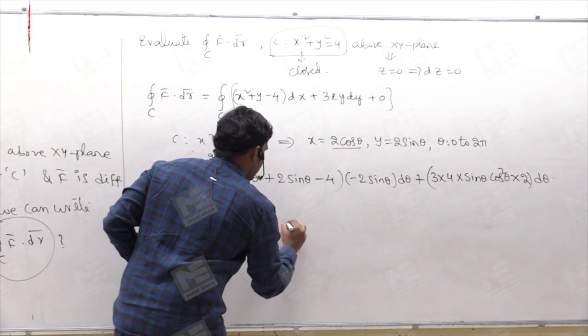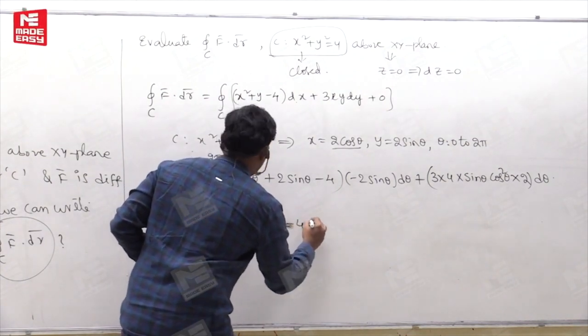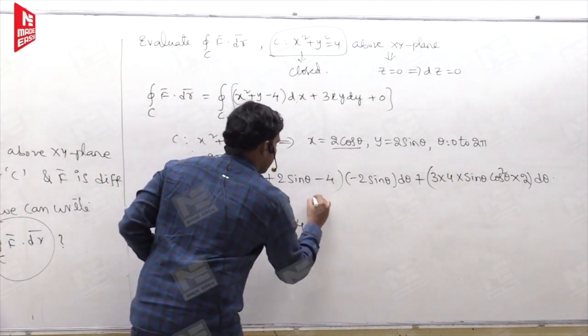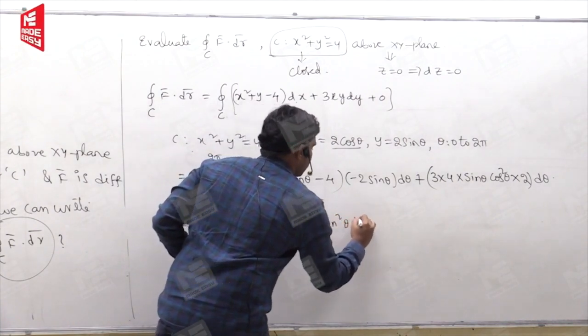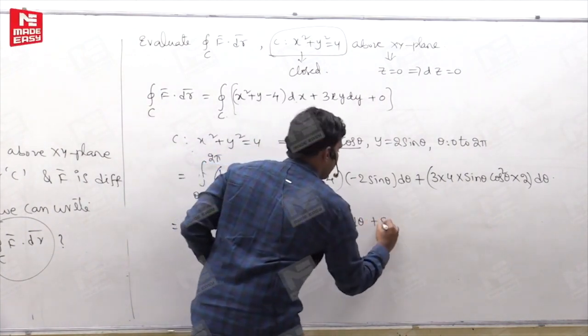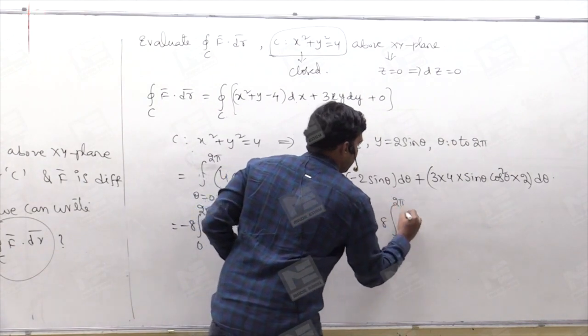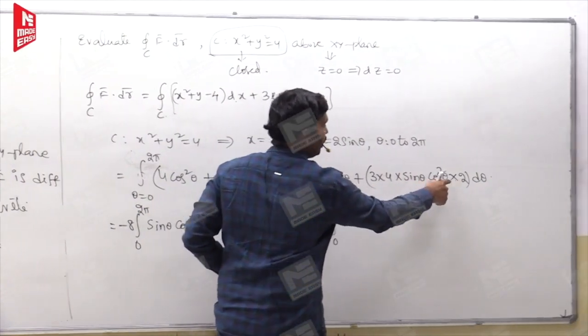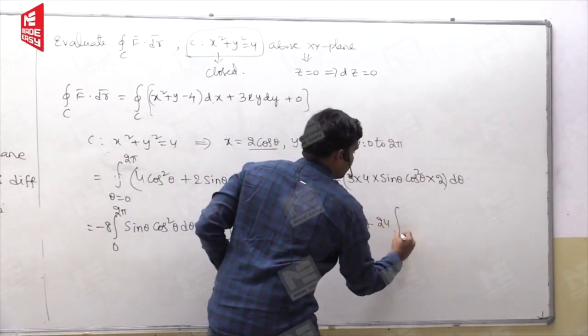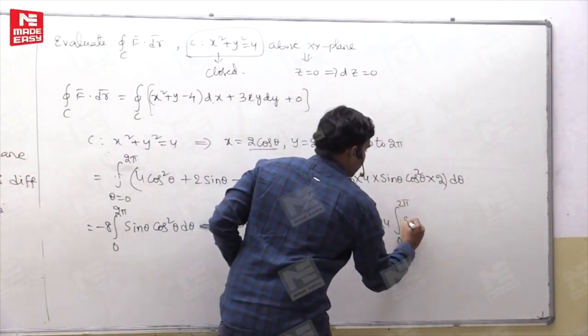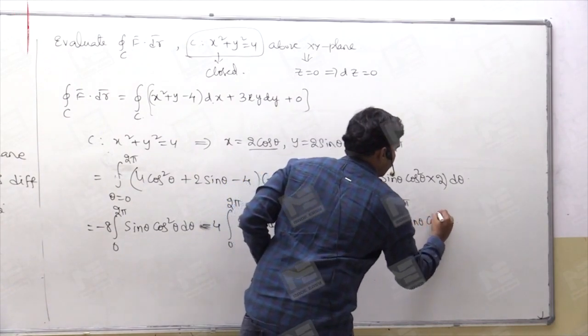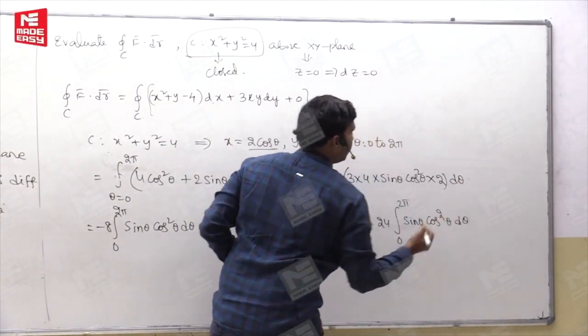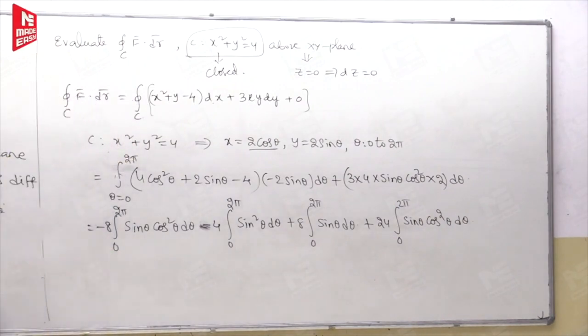So this is minus 4 sine square theta, integral 0 to 2 pi, it is sine square theta d theta here. Then plus 8, 0 to 2 pi sine theta d theta here. Coming to this, plus 12 into 2, 24 integration 0 to 2 pi, it is sine theta into cos square theta d theta here.